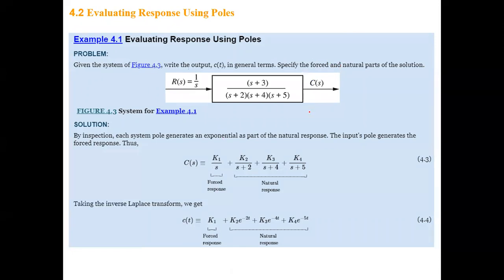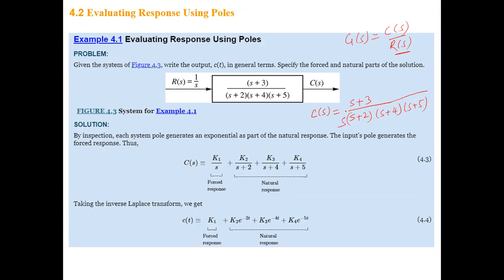What is your CS? CS will be, because GS equals CS over RS, right? Then what is your CS then? CS equals GS RS. GS is (S plus 3) over (S plus 2)(S plus 4)(S plus 5). Then you have RS. RS is 1 over S.